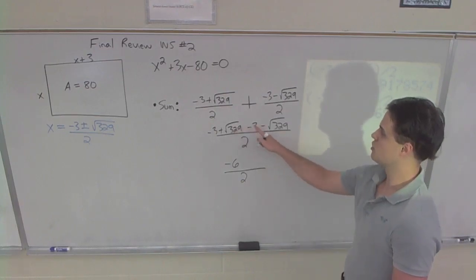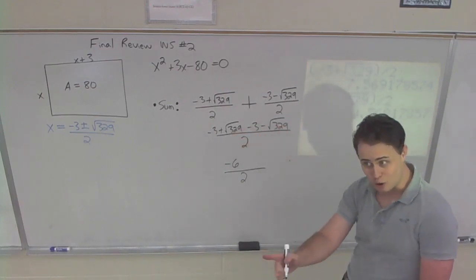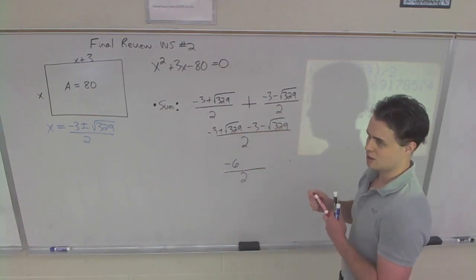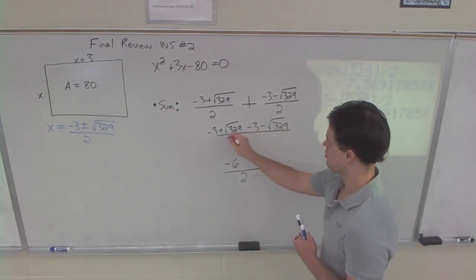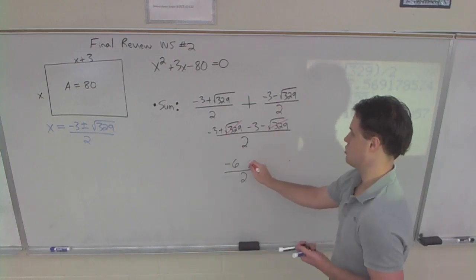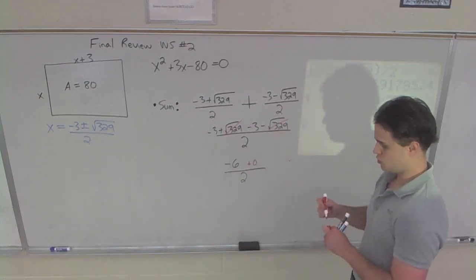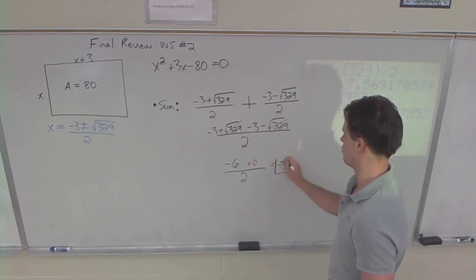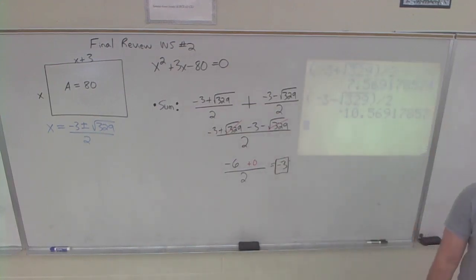What about these? Those cancel out. Those go to 0 because there's positive that minus that. Does that make sense, Caden? Yeah. This cancels out, so it's like plus 0 or whatever. So what's that reduced to? Do you see a -3 or a 3 in the original problem somewhere? Where?